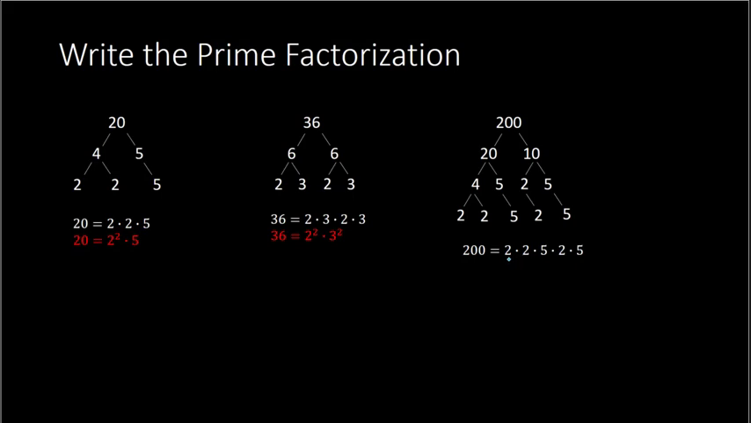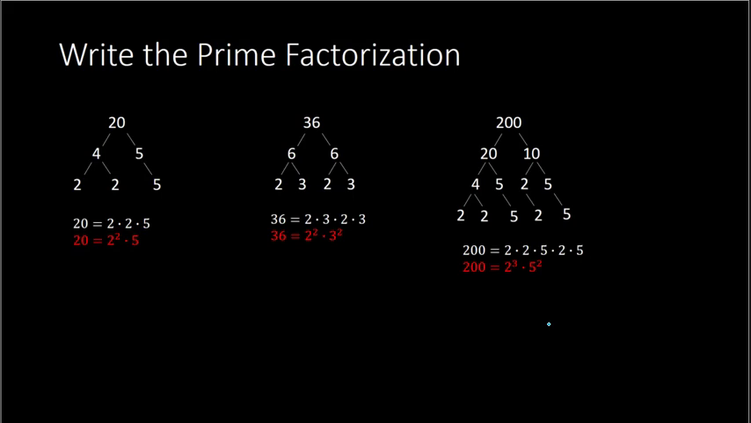So the 3 2's would give me 2 to the third power. And we see 2 5's, which we can write as 5 to the second power. So the prime factorization of the number 200 can be written as a product of 2 cubed times 5 squared.